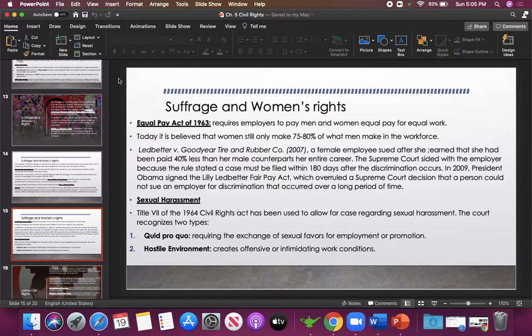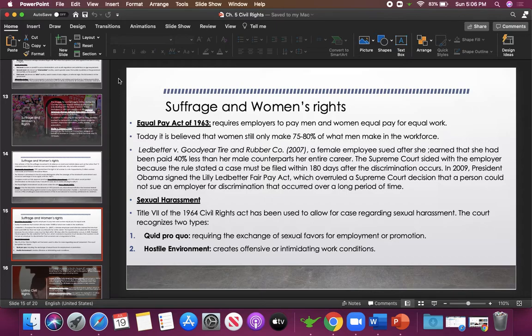So she sues, and the Supreme Court sides with the employer because the regulations state that a case must be filed 180 days after discrimination occurs, within 180 days. And because she doesn't file this case until after she is retired, the court says they can't do anything because of the regulations. So in 2009, President Obama signs the Lilly Ledbetter Fair Pay Act, which overturns that Supreme Court decision and essentially allows a person to sue their employer for discrimination that occurred over a long period of time when they become aware of that discrimination.